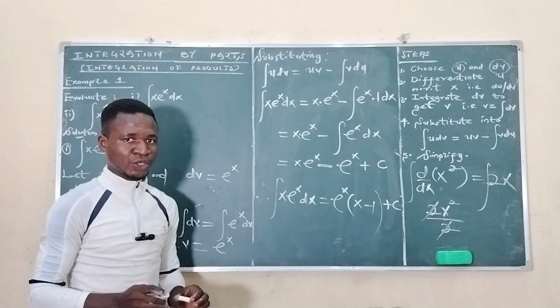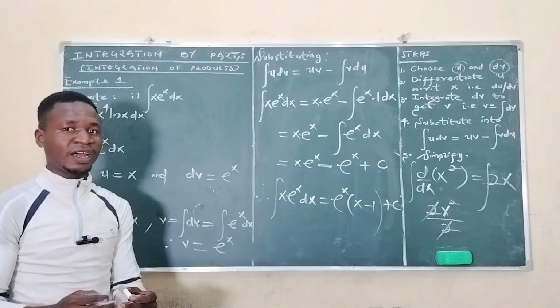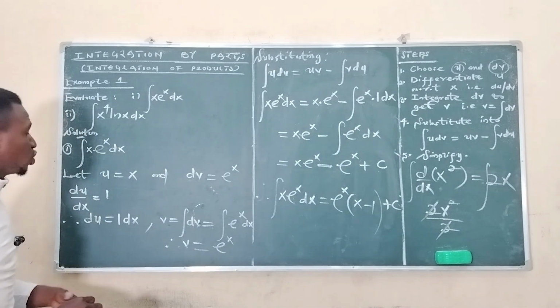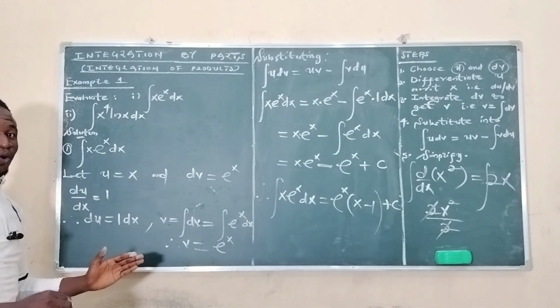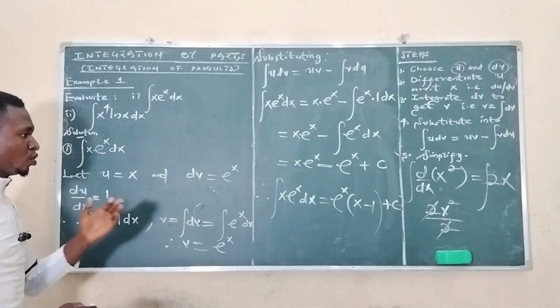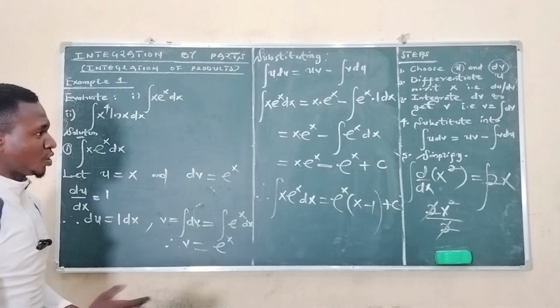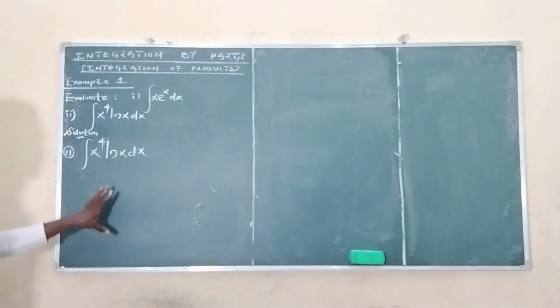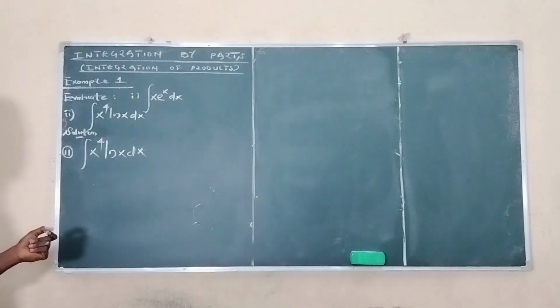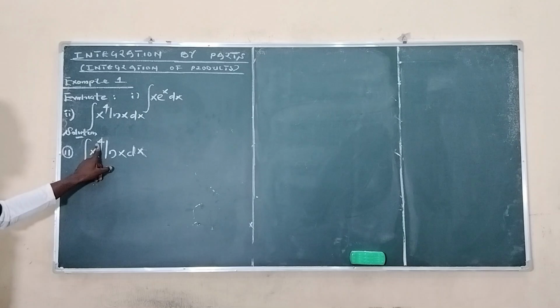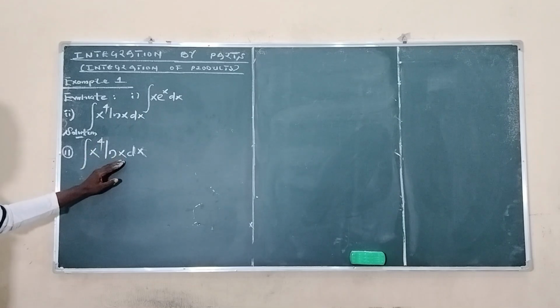And like I did mention, there are certain rules that are already laid down that enable us to know how to choose our u and what our dv function should be. So let's look at this other example and see what this should bring us to. Now we are going to be working with this second example. It remains the product of two functions. The first factor is x raised to the power of 4, and the second is a log function.